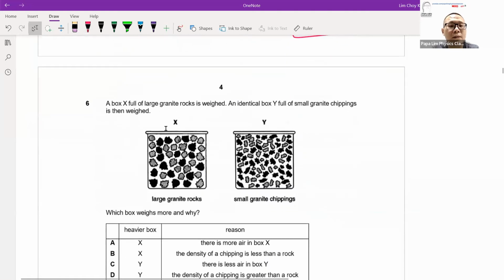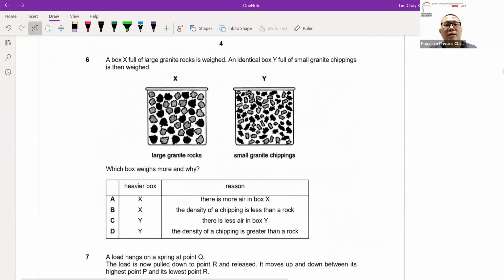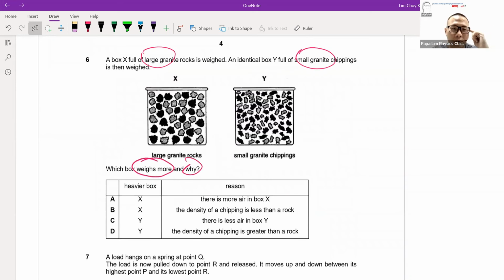Now, question 6. Graphite. Large graphite stone, small graphite stone. Which of the objects weighs more, and why? Based on the question, you will need to take note that the boxes we are looking at have the same volume. So which of the objects will weigh more? Obviously, the one with more graphite chippings will definitely have a larger mass.